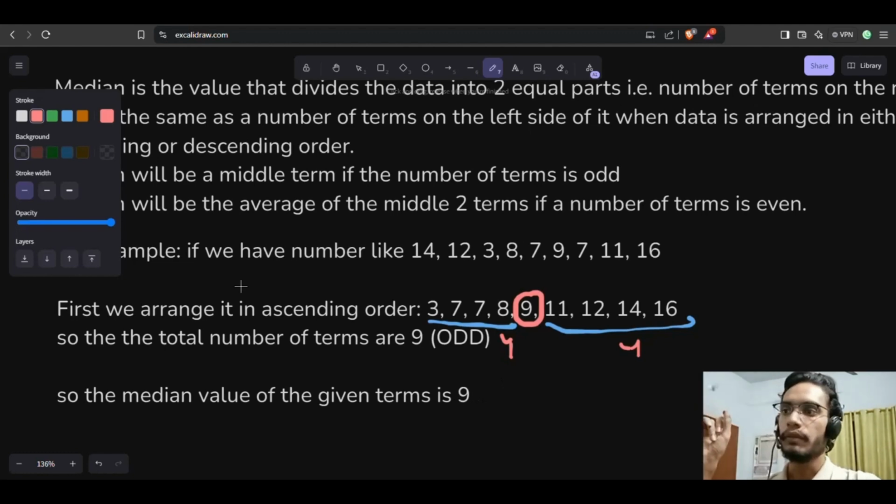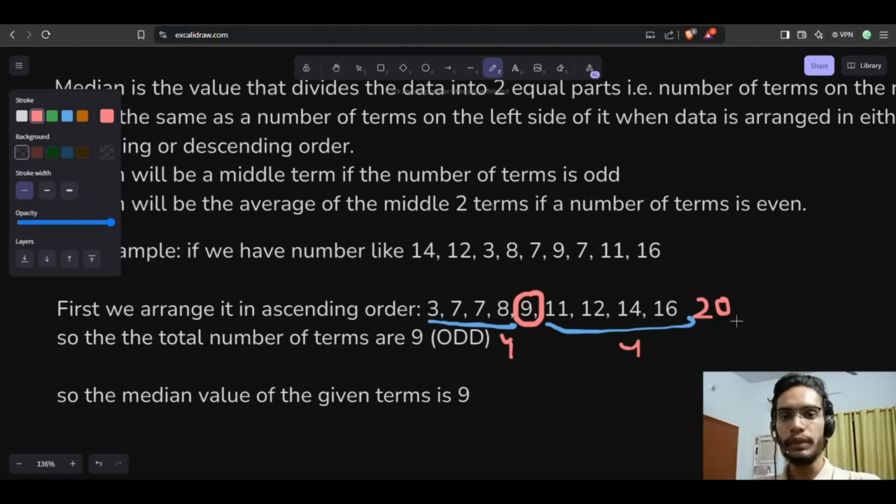But what if the number of terms is even? If the number of terms is even, then there would be 2 middle values, and in that case you have to select both. For example, let's say there is another number, 20, in this data. So there will be an even number of terms here. There will be 10 terms, right? Okay. Now what do you have to do?